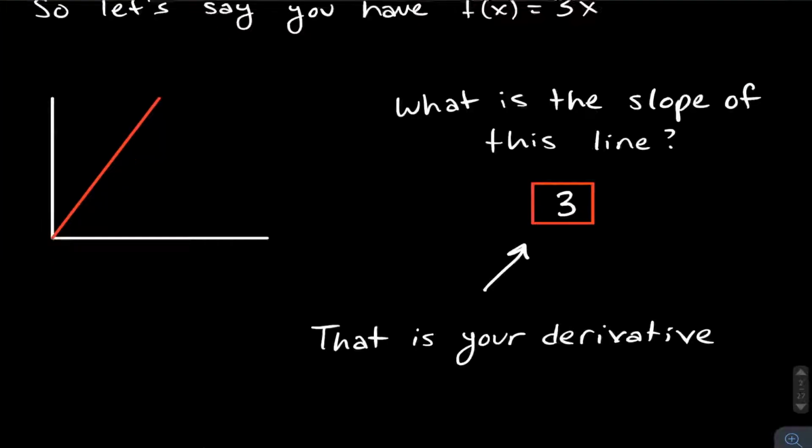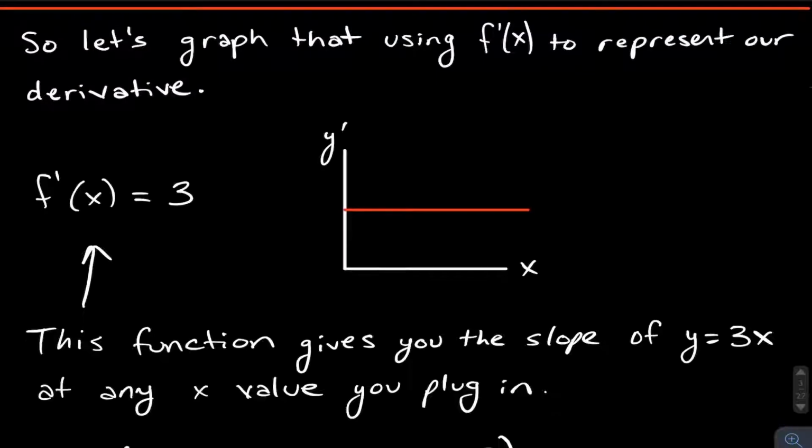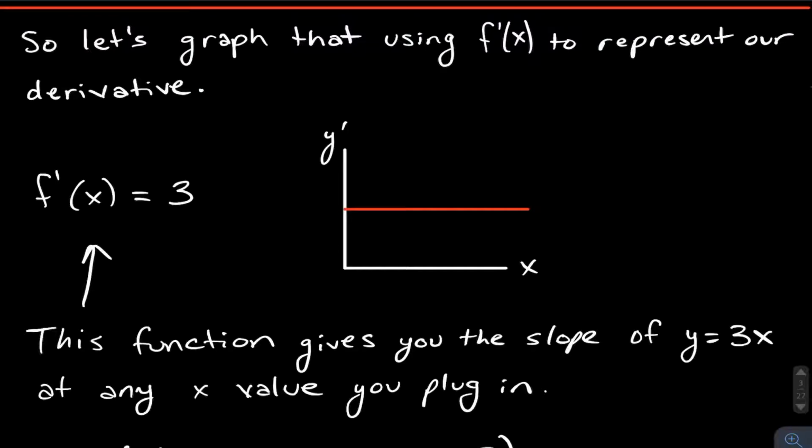And let's kind of get more into that here. So let's graph that, all right? Let's graph basically y equals 3, but we're not going to say y. We're going to say y prime, and in this case, we'll write y prime. You know how y is usually represented as f of x? Well, we're going to write y prime equals f prime of x.